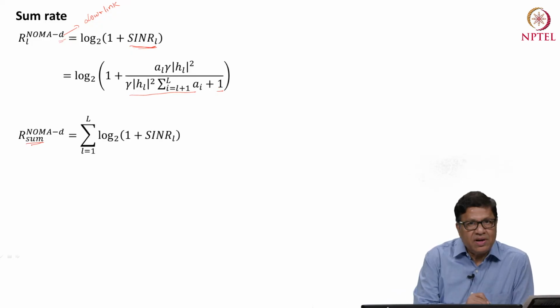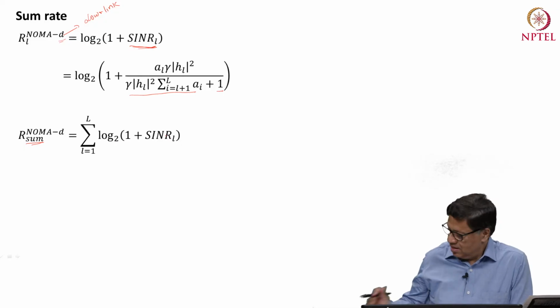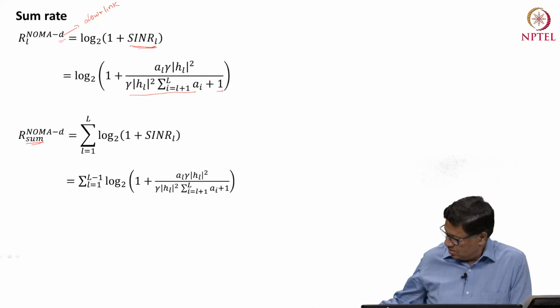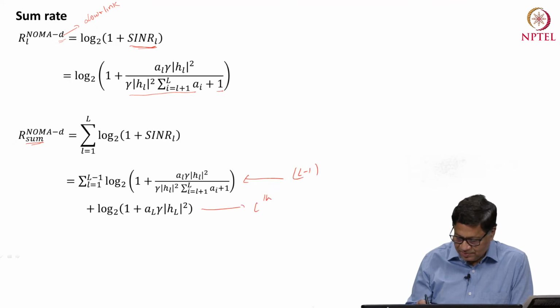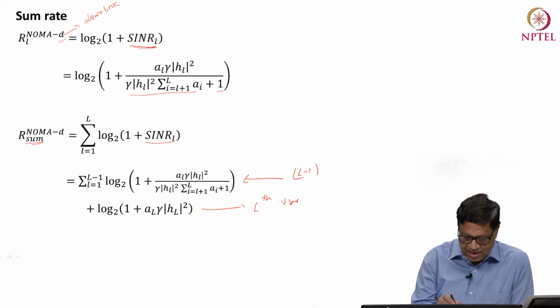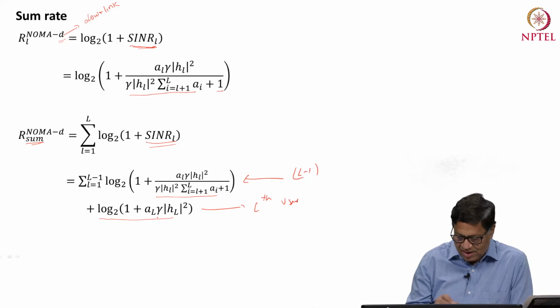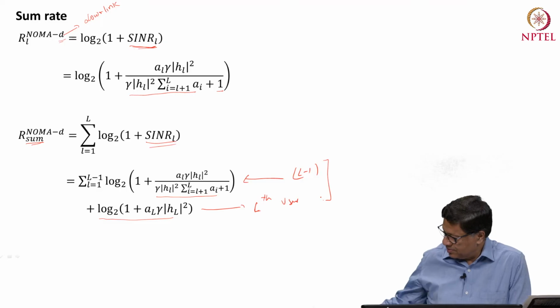The sum rate for the downlink will be the sum over all the users, that is log 2 of 1 plus SINR_L, and this can be written into two terms. One is up to L minus 1 users, and this is for the Lth user. So l is equal to 1 to L minus 1, and you have the SNR value for this, I have replaced here, and this is for the Lth user where there is no interference. So this particular term will be 0. So this is for the capital Lth user. So the sum rate of NOMA D is given by this expression.